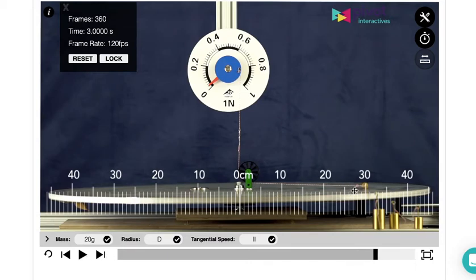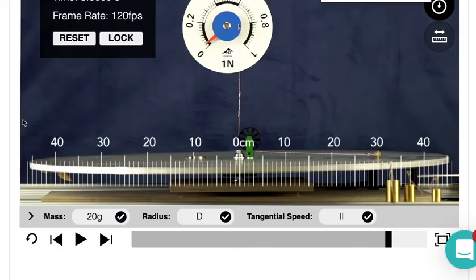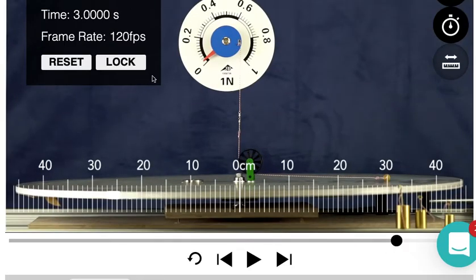And so with 30 centimeters, and again, the 20 gram mass will come up here. And now we're going to have to look at that meter up close again, and it looks like we're just beyond that, so maybe 0.025, something like that.